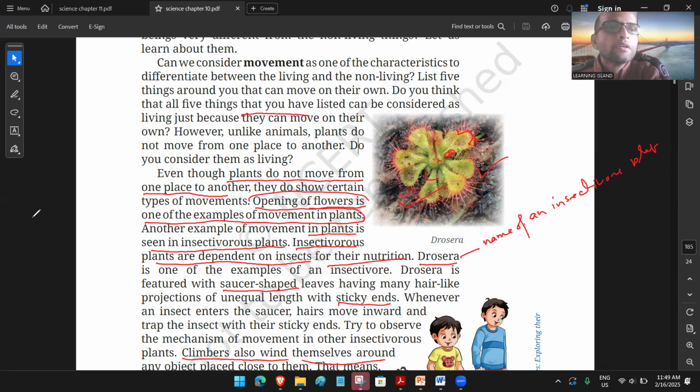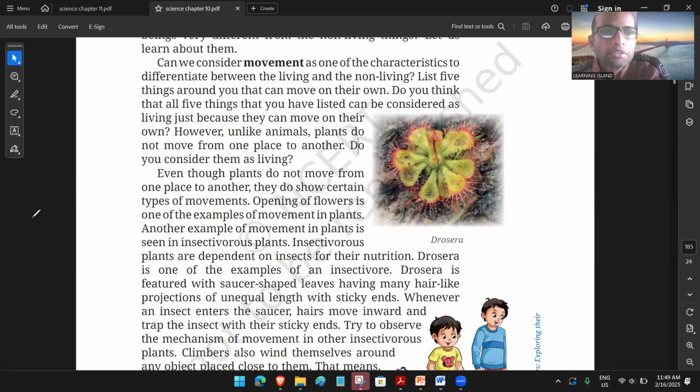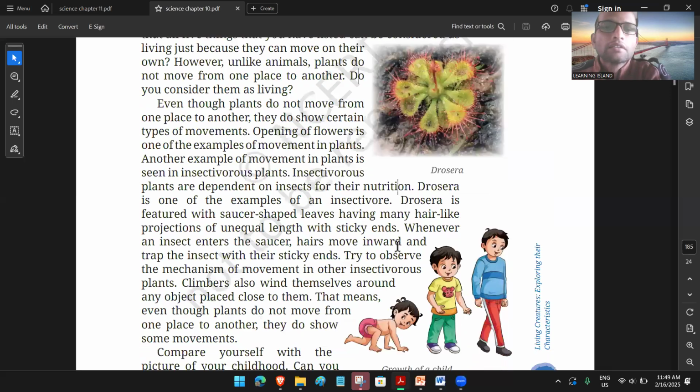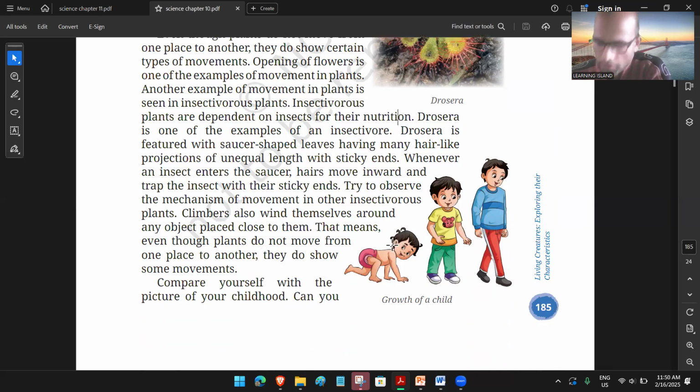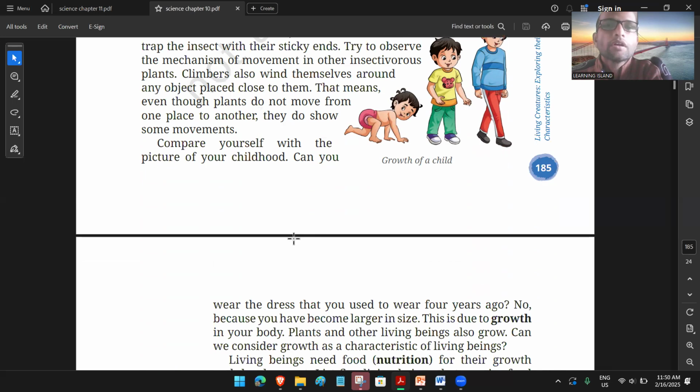Okay, so let us move forward without any delay, right? Because your book has been designed in such a way that if you do not go through all this inside text, you would not be able to understand, as well as would not be able to answer the questions in the exam.